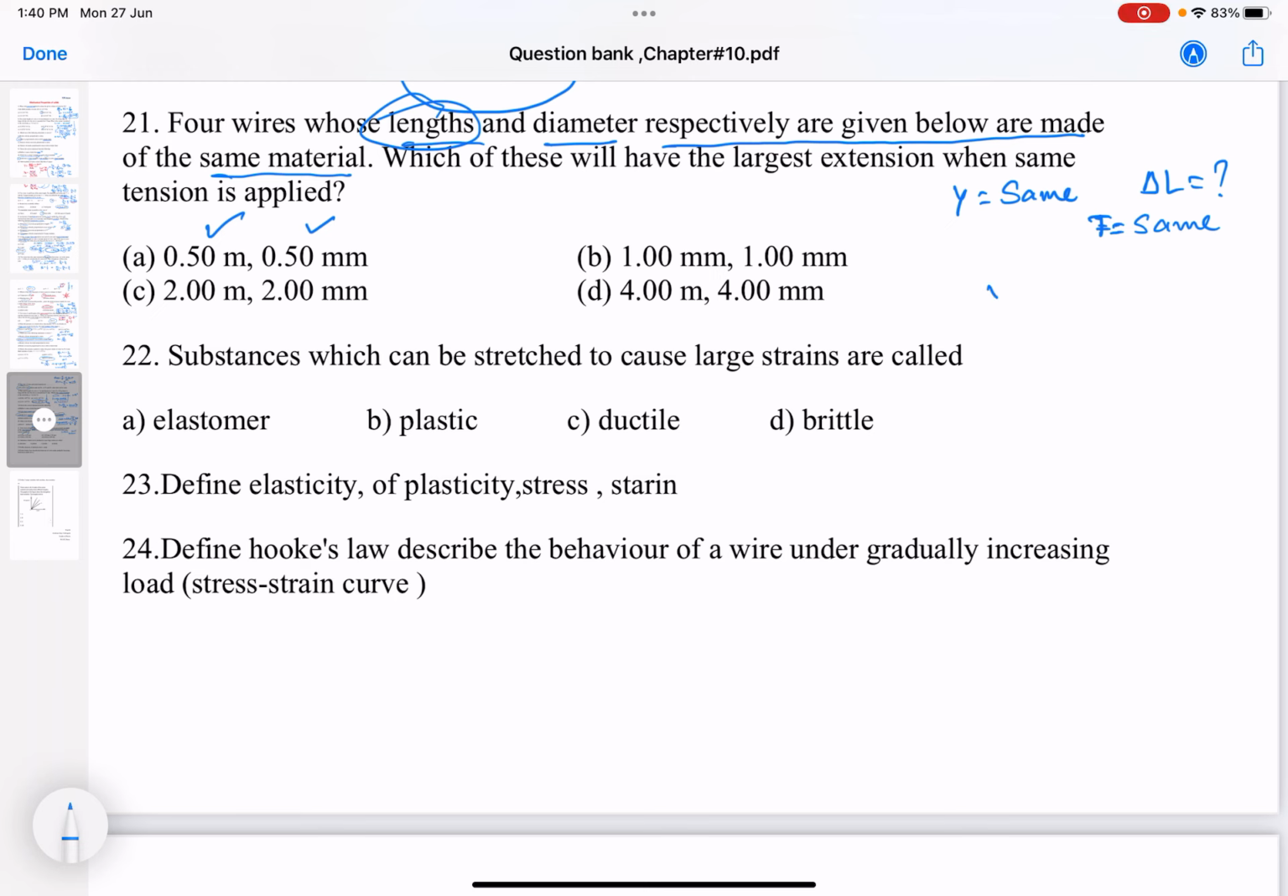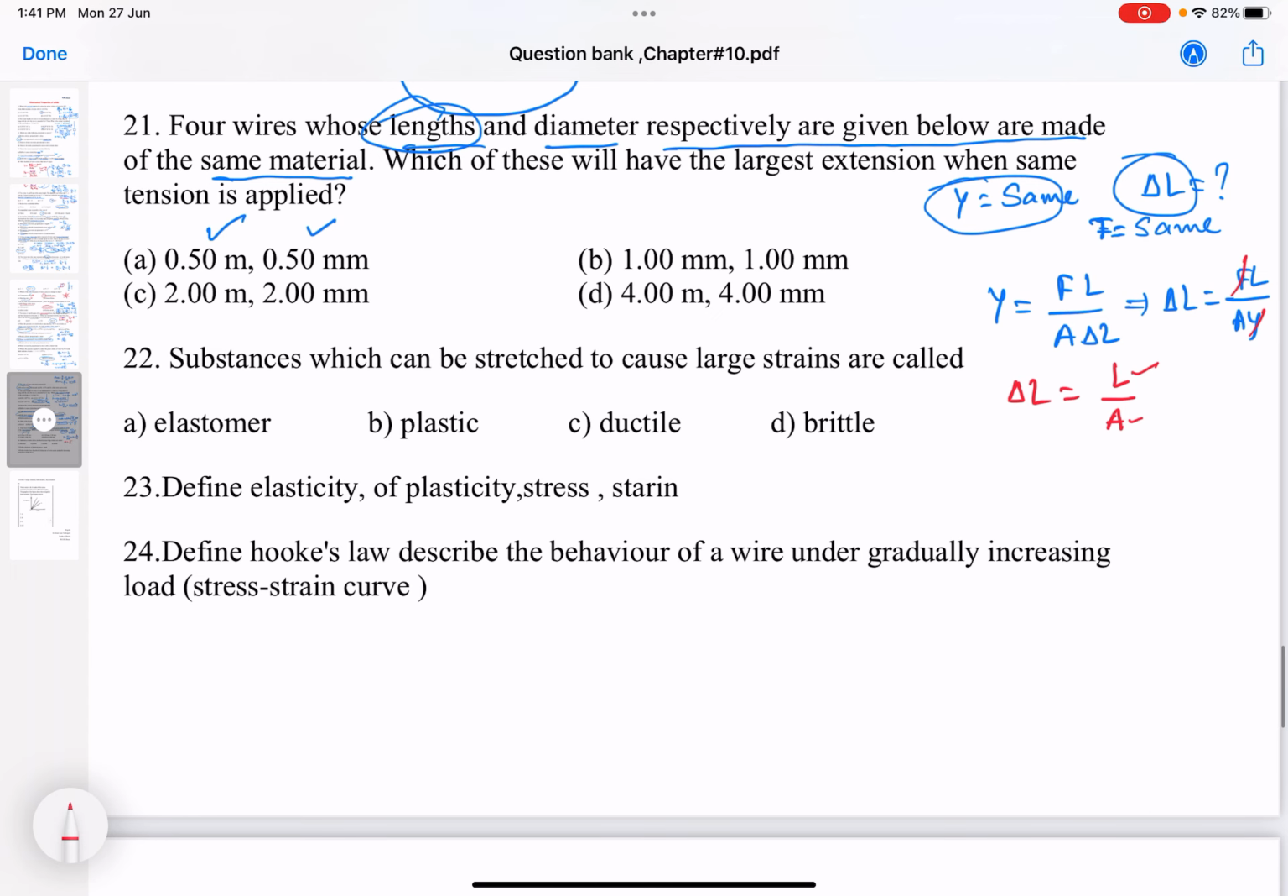By using the formula Y equal to F into L by A delta L, and since he is talking about delta L, obtain the expression for delta L. Delta L equal to F into L by A into Y. Here he has mentioned that force is the same and Young's modulus is the same, so cross out force and Young's modulus. You will get delta L equal to L by A. So delta L is directly proportional to length and inversely proportional to area.